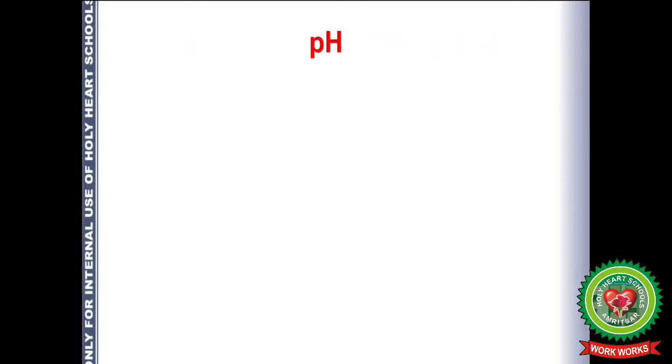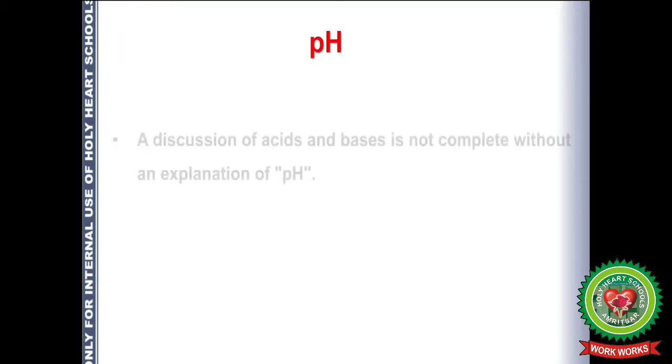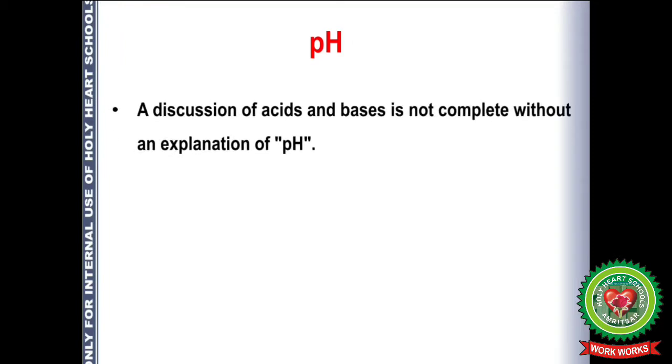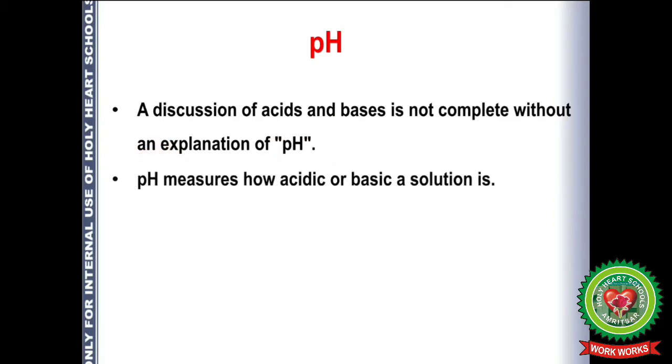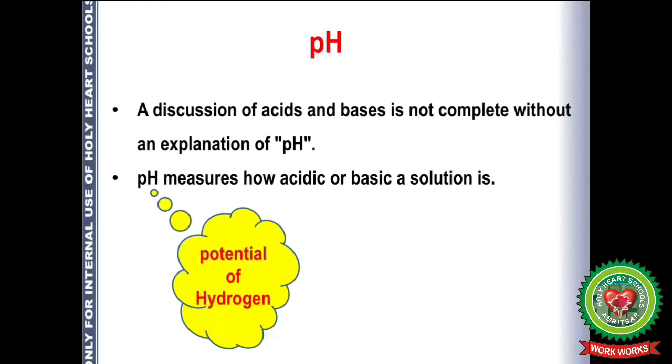Let's start with the first topic, that is pH. Till now we were discussing what are acids, what are bases and what are their properties. But the discussion of acids and bases is not complete without an explanation of pH. What is this pH basically? So the pH measures how acidic or basic a solution is. P stands for potential and H stands for hydrogen. So pH is potential of hydrogen.